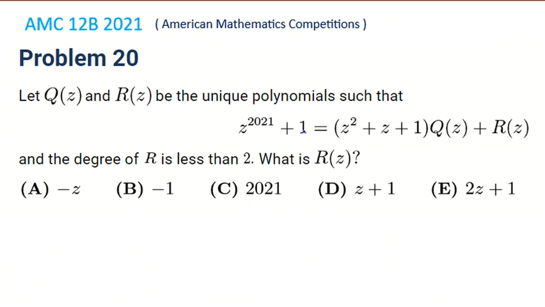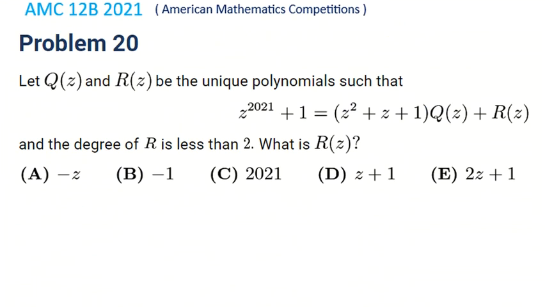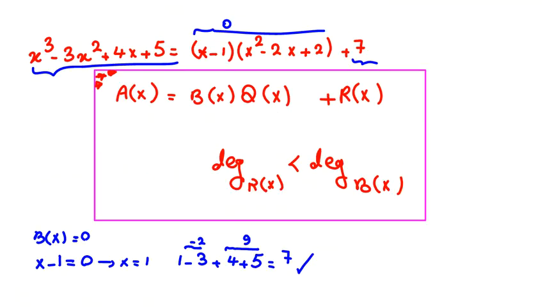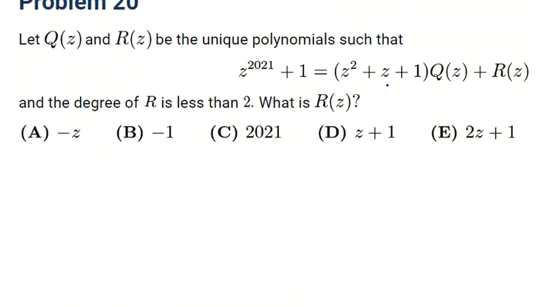Okay, again, when we want to solve this, I said you should set p of x equal to 0. So which term should be equal to 0? We want to find what? The problem says let q of z and r of z be the unique polynomials such that this holds. When you solve this one, q and r will be unique, like the division of numbers. So it is division, and the degree of r is less than 2, meaning less than the degree of p of z. What is r of z? We want to find the remainder.